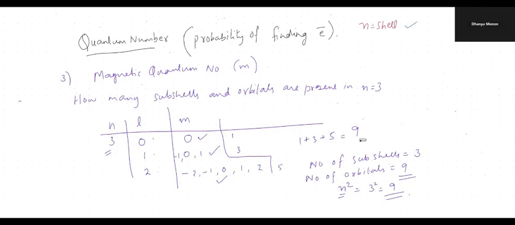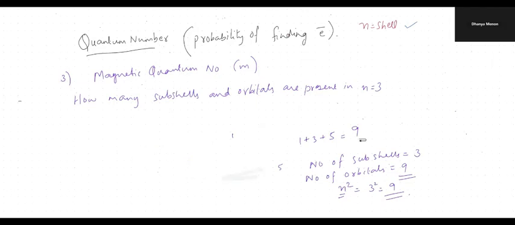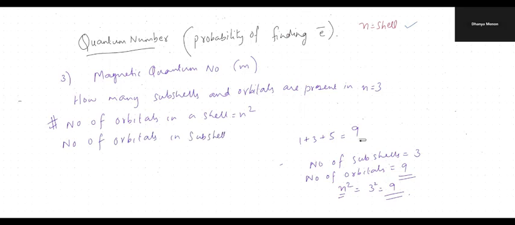And another formula which I want to refer to. These are just shortcut formulas. The number of orbitals in a shell is given by n square. This is one important formula. The number of orbitals in a subshell is given by the formula 2l plus 1. These two formulas, please remember. For example, if I have a question like this.